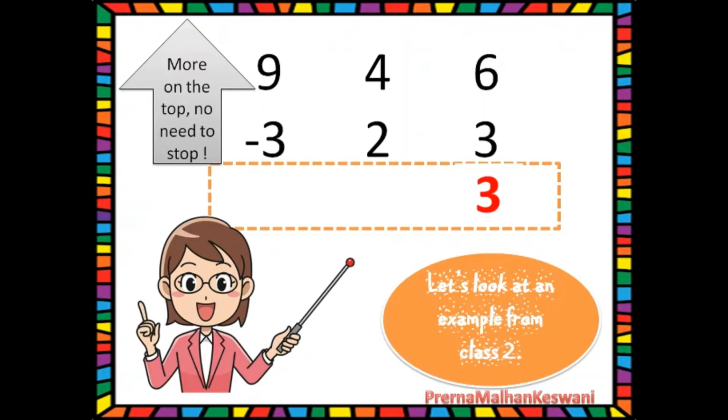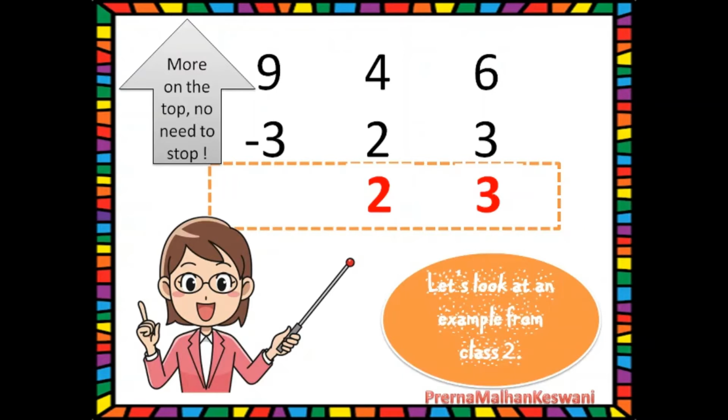So, count from 2 to 4, the smaller number to the bigger number, on your fingers. Start counting after 2 till 4. 3, 4. The answer is 2. Yes. Now, let's go to the hundreds place.